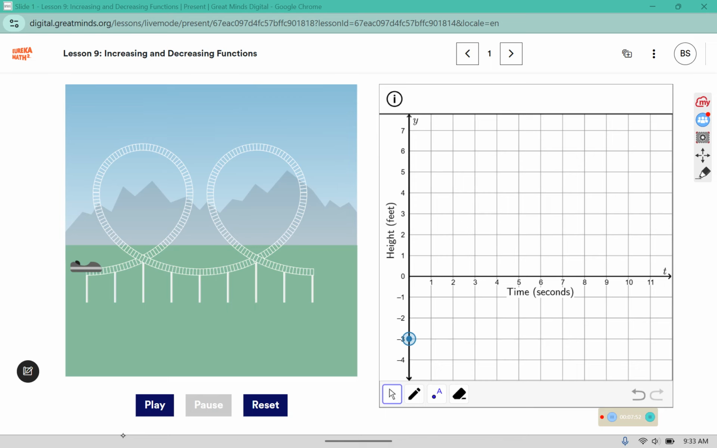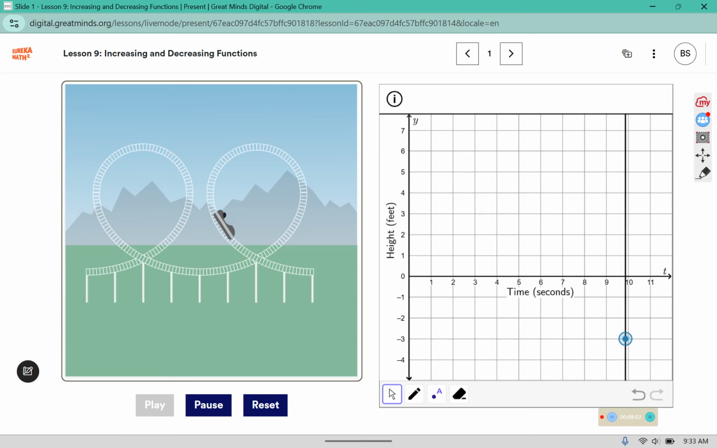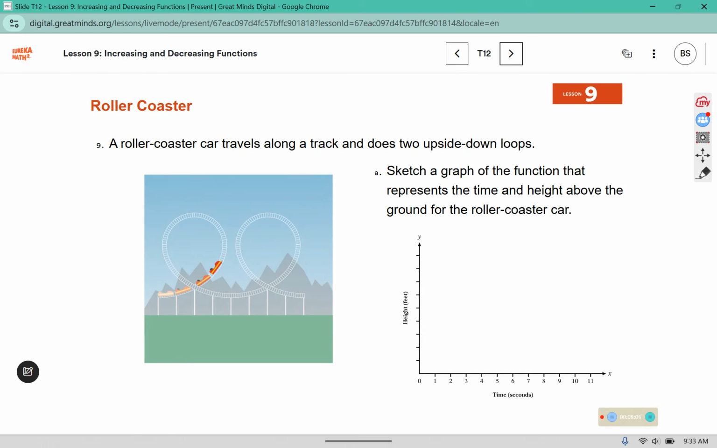So as time is passing, this roller coaster increases in height, then decreases in height, increases, and decreases again. So it says a roller coaster car travels along a track and does 2 upside down loops. Sketch the graph of the function that represents the time and height above the ground for the roller coaster car.